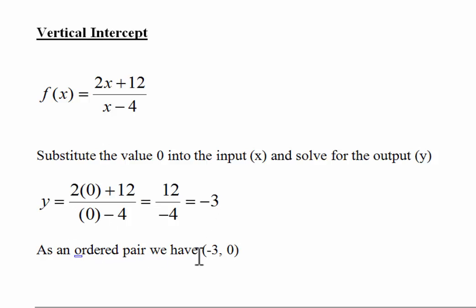And if you look, my ordered pair is written incorrectly here. It should actually be 0, comma, negative 3, right? We made the input 0, and we solved for the output, which would be y in this case. So we have x, y, or 0, comma, negative 3.